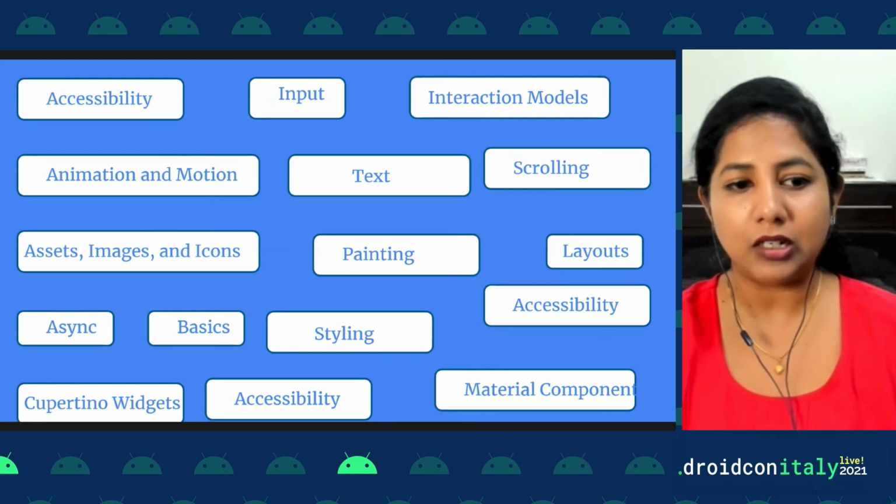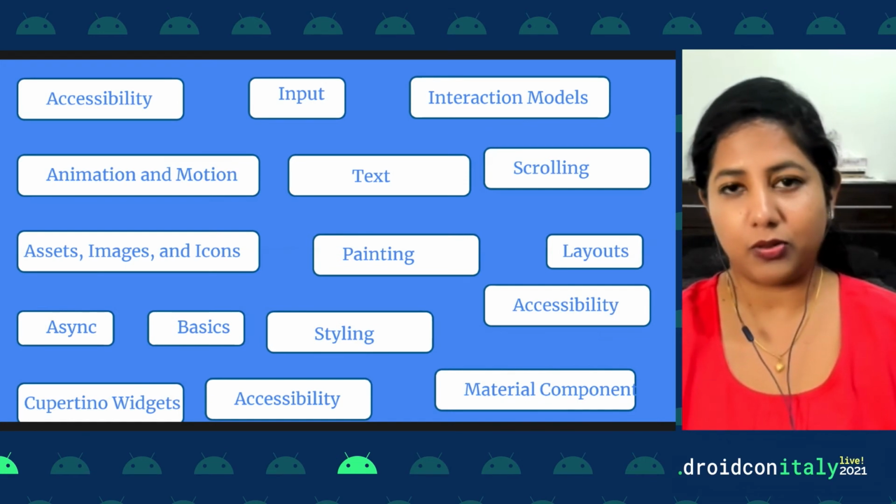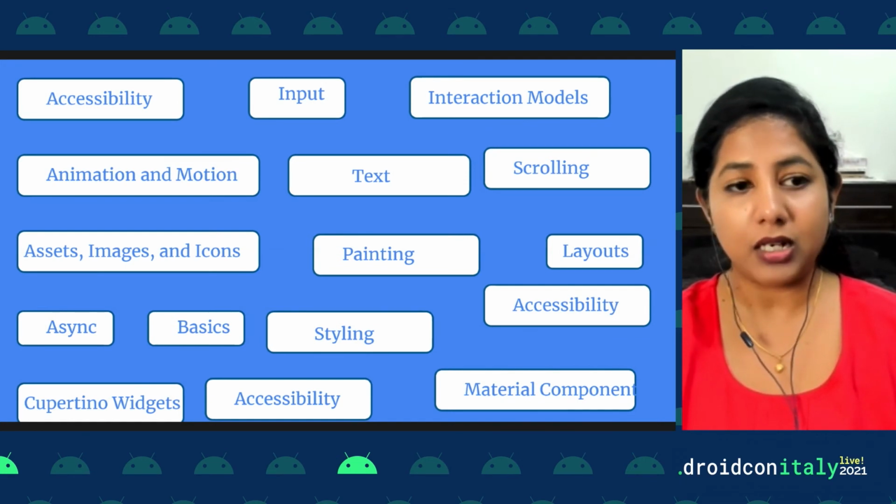Inside this, you would find material components. You would find all the widgets. So animation, motion, all Cupertino widgets as well. So these are a couple of widgets that I could think of, but definitely there are tons of them. You can have a look into it.